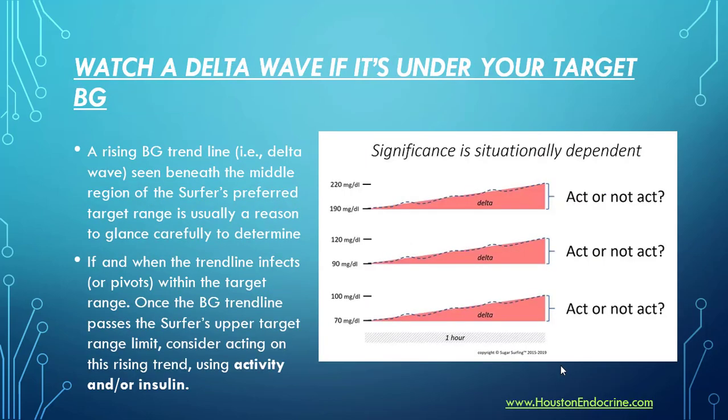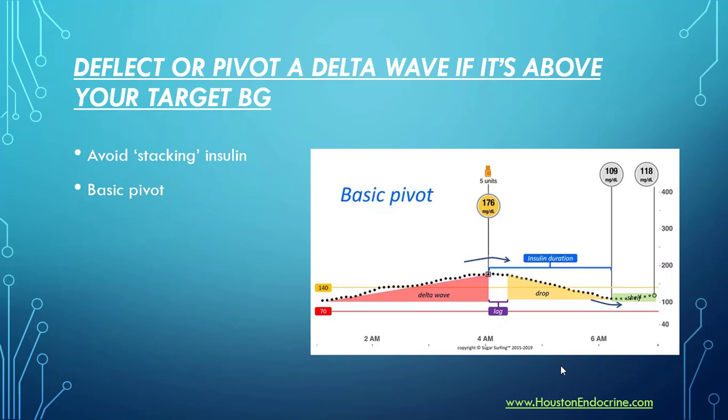So you want to watch a delta wave, meaning the blood sugar is rising on the way up, if it's under your target blood sugars. So in these examples, it depends on your target. Some patients may need higher targets, some patients may need lower targets, and you have to make a decision whether to use activity, exercise, or insulin to bring the sugars down. So you can deflect or pivot a delta wave if it's above your target sugar.